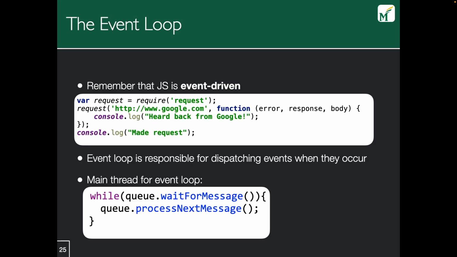This is one thing to keep in mind. It's almost like we have a while loop: while we're waiting for messages until the application is destroyed, we're essentially going to process each message, in this case each asynchronous call, until the application is killed or shut down. So this event loop is responsible for processing all of this as the application is running.